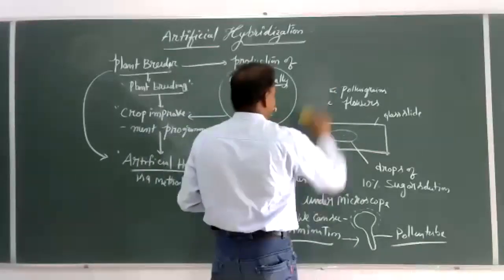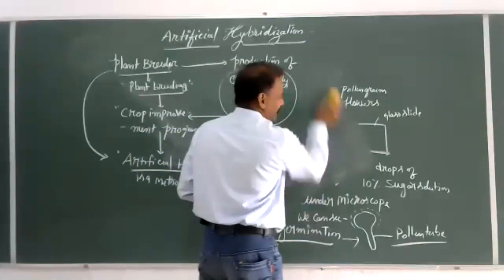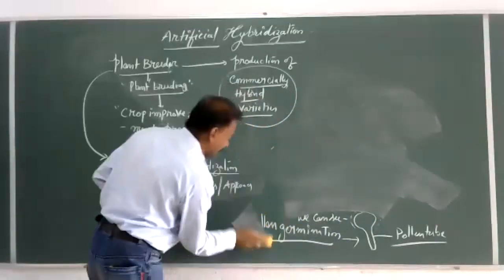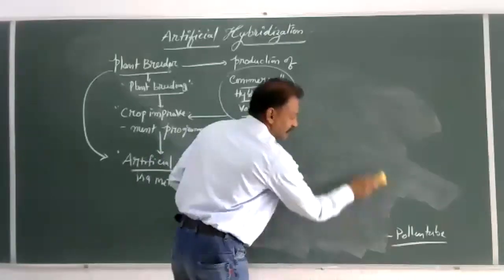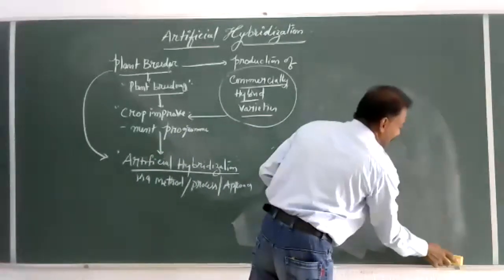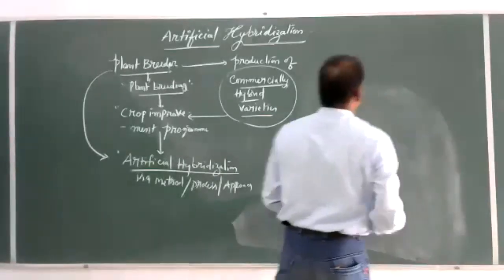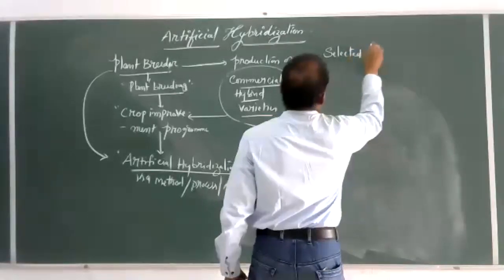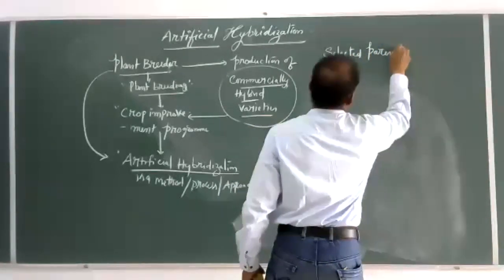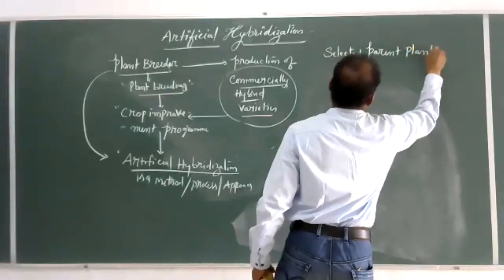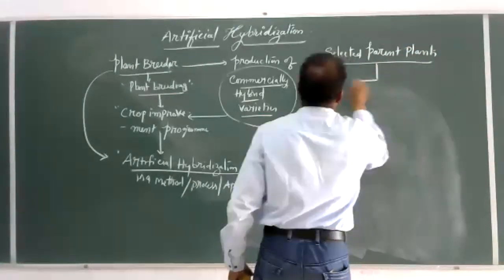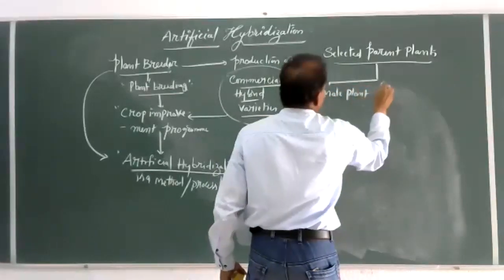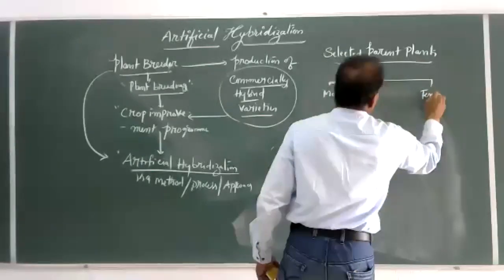Now, when he selects the plants, how many plants does he have to select? He has to select 2 plants. Why does a plant breeder have to select 2 plants, which are called parent plants? Selected parent plants should be 2: a male plant and a female plant.